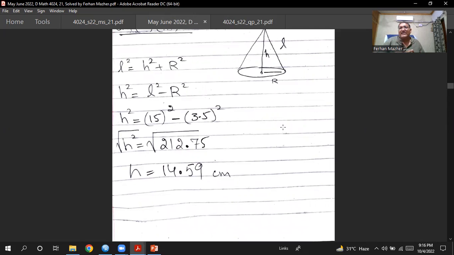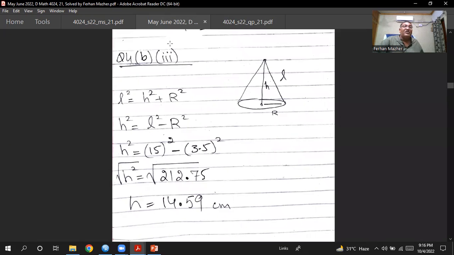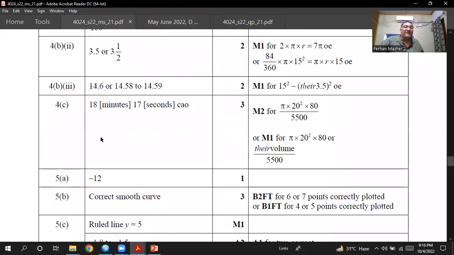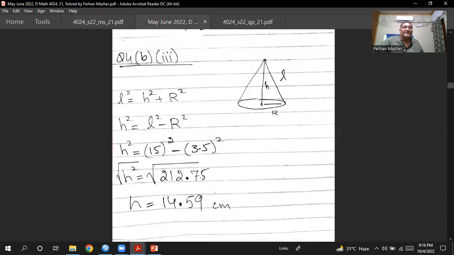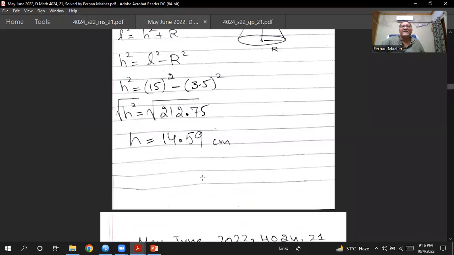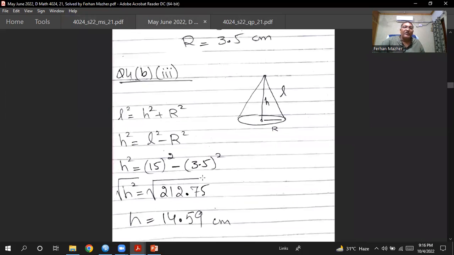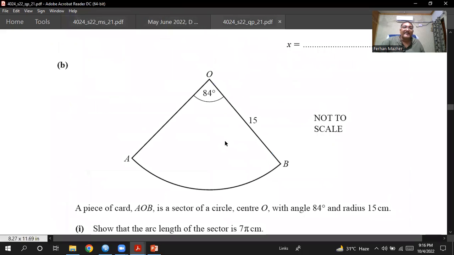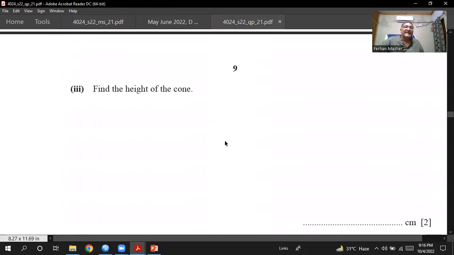So take the square root on both sides. So the H value will be 14.59. So our answer is right. It will be approximately 14.6. So this is how you will do this part. I hope you understand this. So that was the third part.